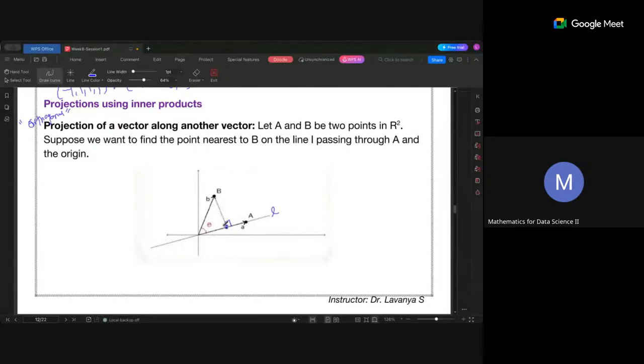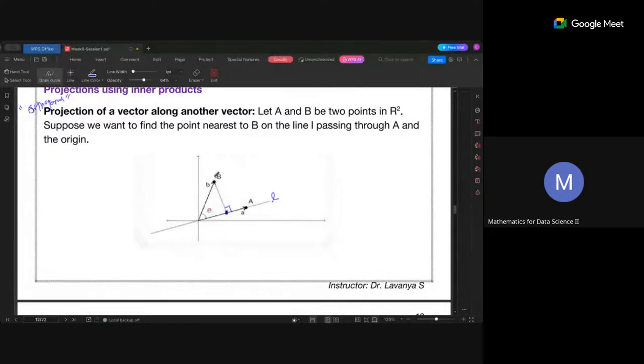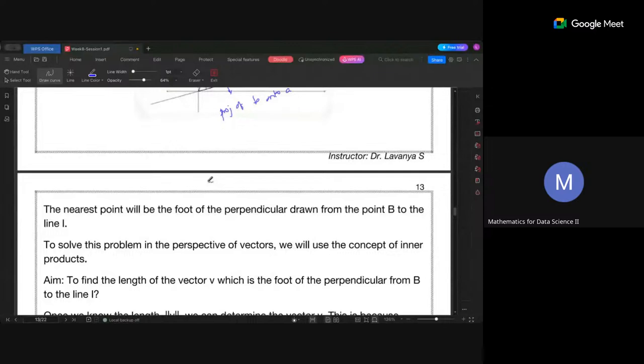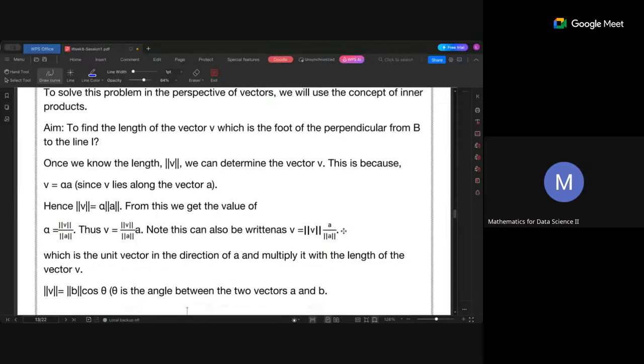Now how do we find this foot of the perpendicular? That is what we call the projection of vector B onto A. So this point is the projection of B onto A. When you are talking about points, it is A and B, and when you consider them as vectors, it is small a and small b, that's all. So the nearest point will be the foot of the perpendicular drawn from the point B to the line L. To solve this problem from the perspective of vectors, we will use the concept of inner products.